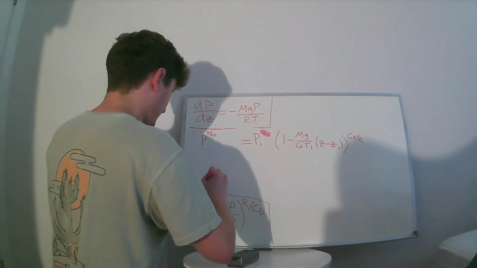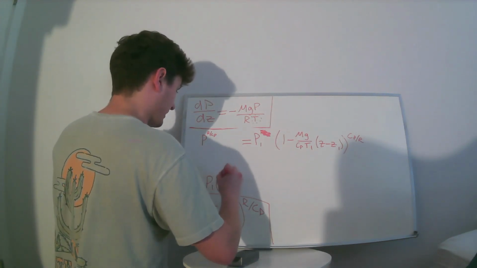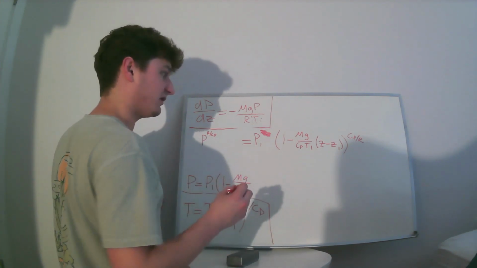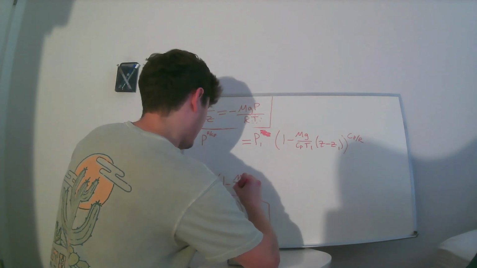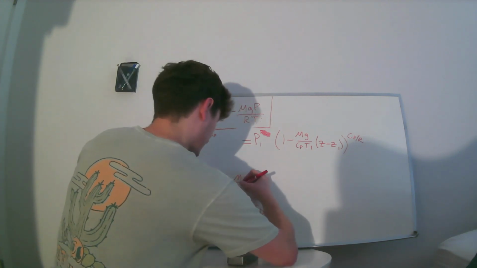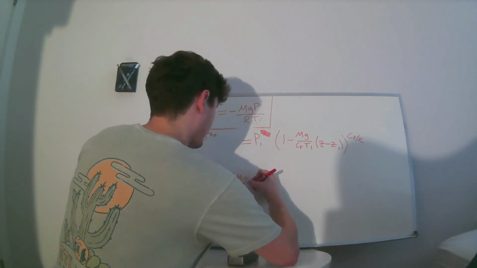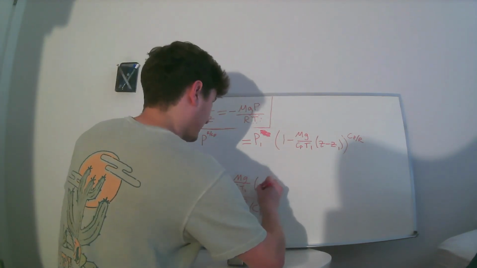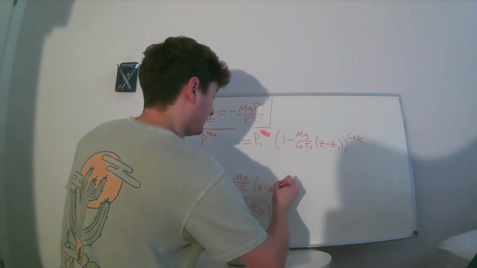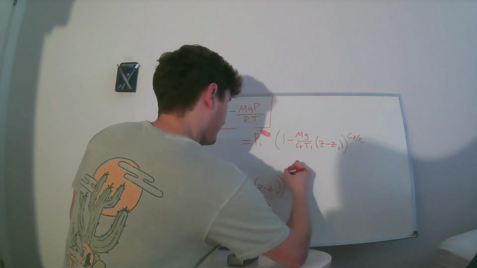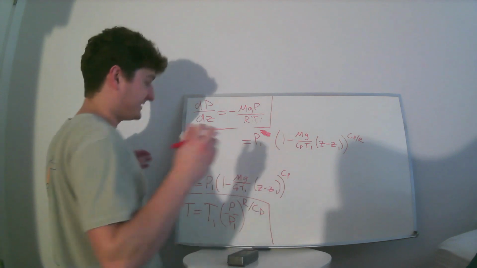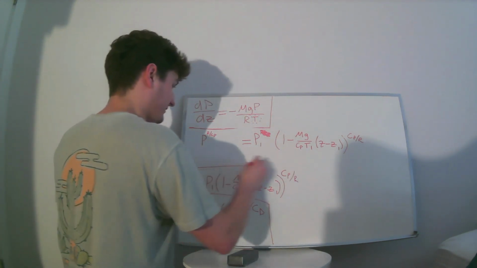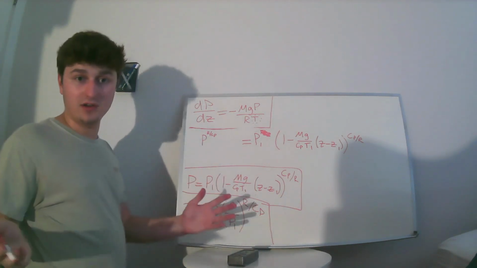Okay, so we have P is going to be equal to P1 multiplied by 1 minus the molecular weight of our gas multiplied by the gravitational constant g, over the specific heat at a specific pressure multiplied by T1, the temperature at our known altitude, multiplied by Z minus Z1, our altitude minus our known altitude. All of that raised to the specific heat at specific pressure all over R. Now this is going to be our equation.